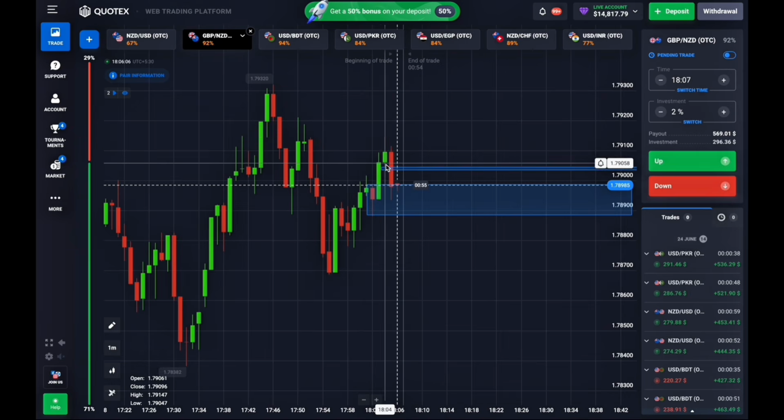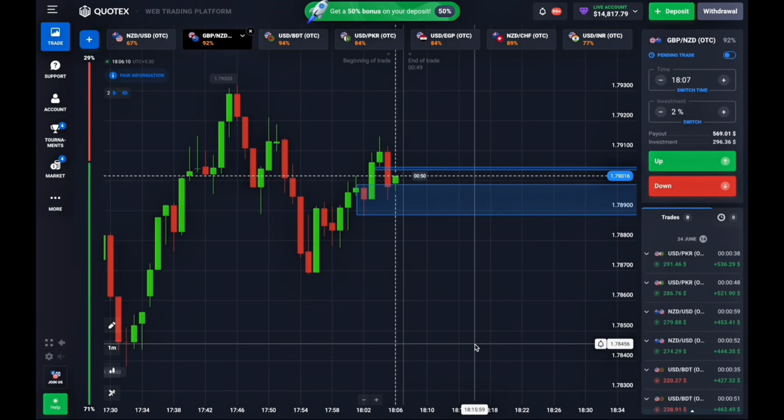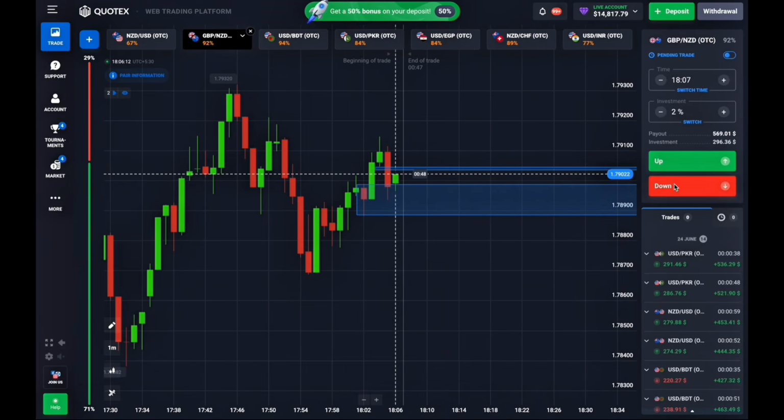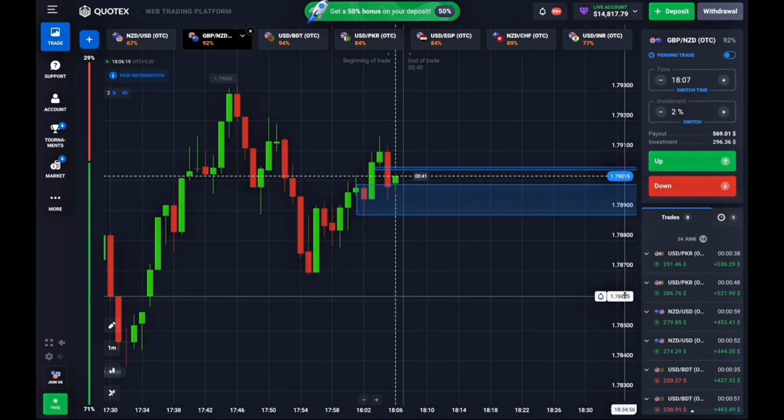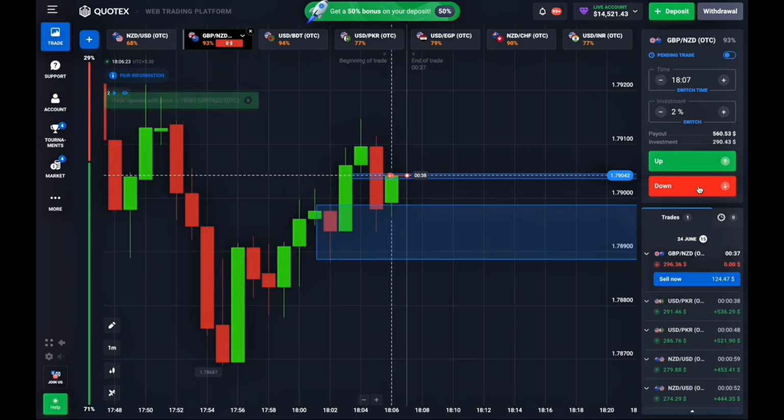Now I will wait for the candle to go up, test this area, and I'll place my marginal safety entry. Why this? Because the green candle now will act as an order block. Okay, so I will have to wait for the candle to go up and test that area. Perfect. Now I'm going to place my marginal safety put entry.